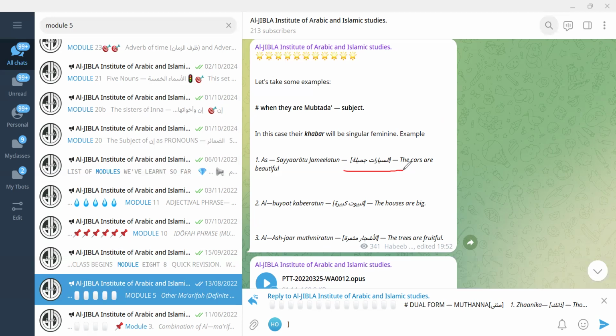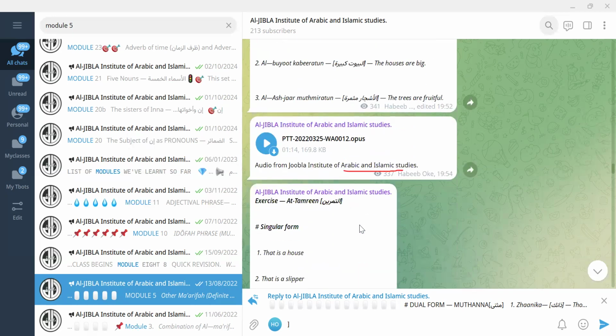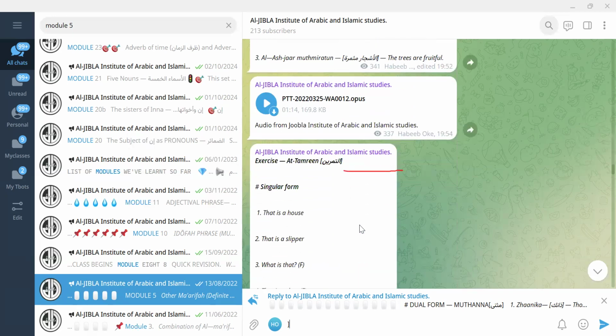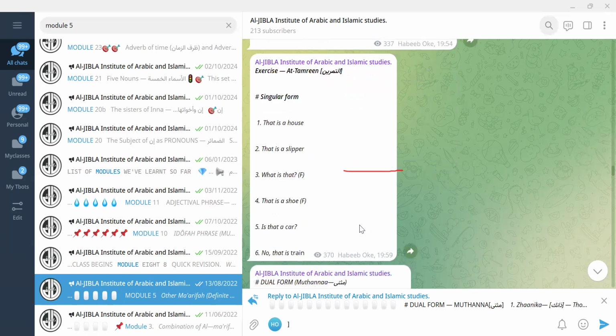Now, البيوت كبيرة. The houses are big. الأشجار مثمرة. The trees are fruitful. Do you understand that? We even have an exercise here anyway. I'm not going to give this as an assignment yet, because we have two assignments, 4 and 5, that I think we have not all submitted. Some have submitted, but not all. But I need you to do this anyway.